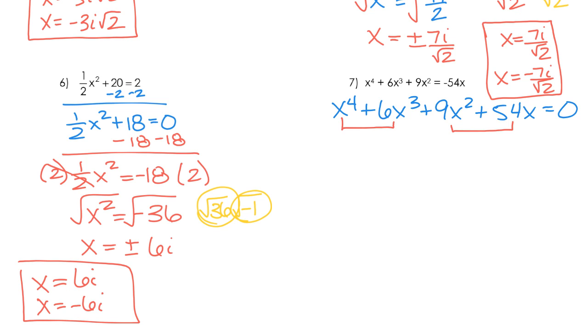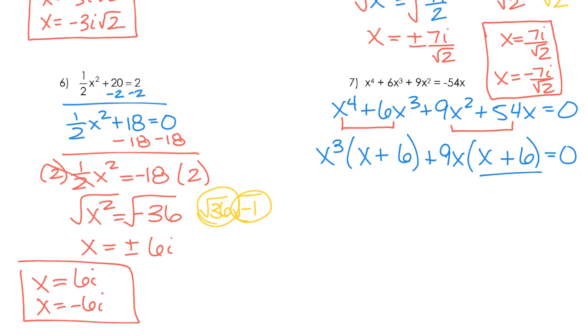Okay, and out of the first group, we can pull out x cubed and be left with x plus 6. Out of the second group, we're going to pull out a positive 9x and be left with x plus 6 equal to 0. You guys can see my x plus 6's. We're going to pull that out as our greatest common factor and be left with x cubed plus 9x.